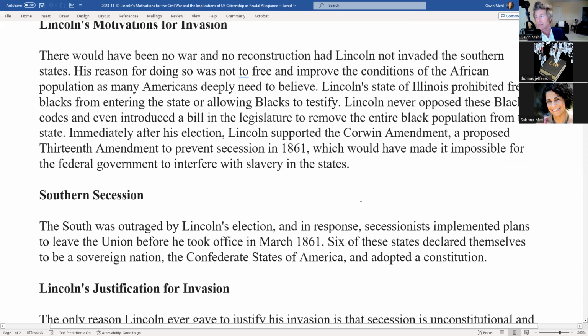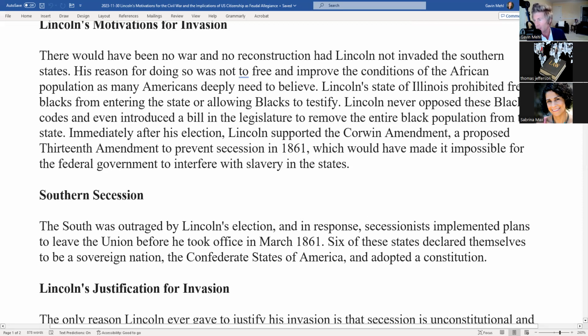Immediately after his election, Lincoln supported the Corwin Amendment, a proposed 13th Amendment to prevent secession in 1861. This would have made it impossible for the federal government to interfere with slavery in the states. Lincoln never spoke publicly against slavery. Never. The only thing he ever spoke publicly about was stating that secession was the reason the war was necessary, that secession was unconstitutional.